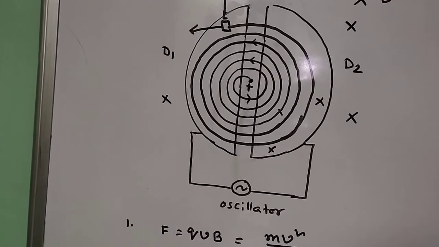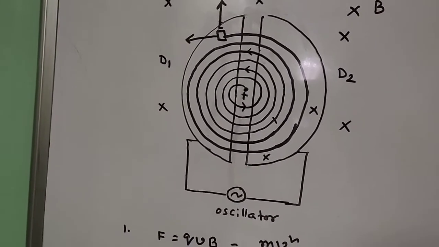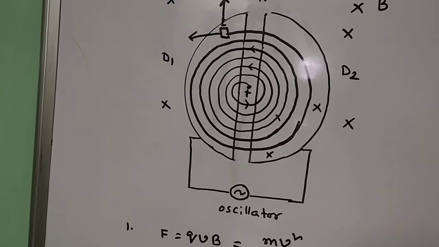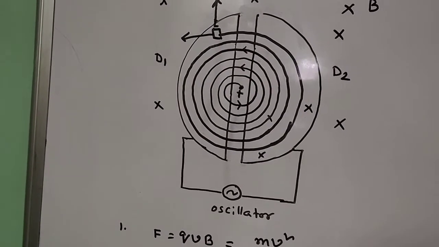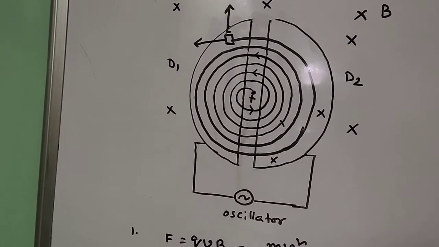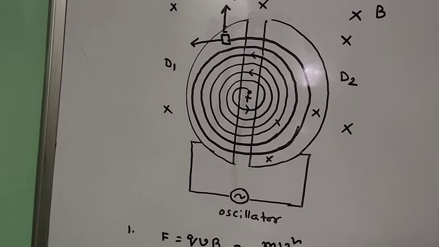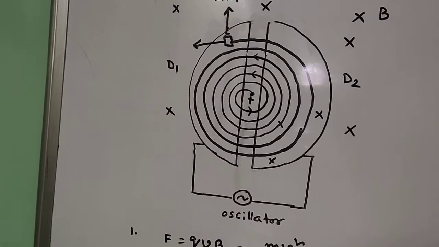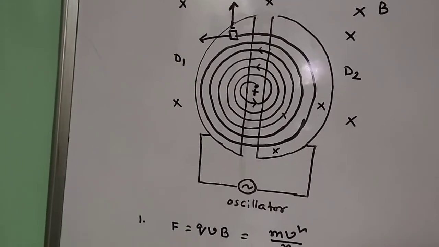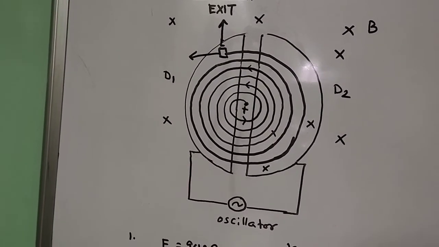Now when it comes out from D2, alteration of potential must be there. It means now D1 is at lower potential and D2 is at higher potential. So this must be maintained, and this is possible by the oscillator. Whenever the charge comes out from the D, the alteration of potential must happen, otherwise the charged particle will not get pulled and the cyclotron will not work.